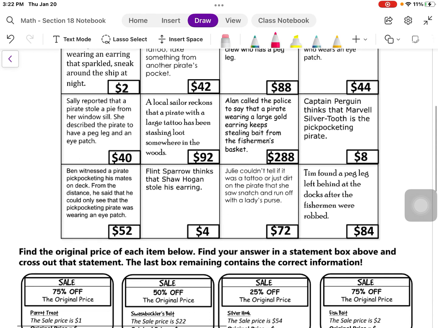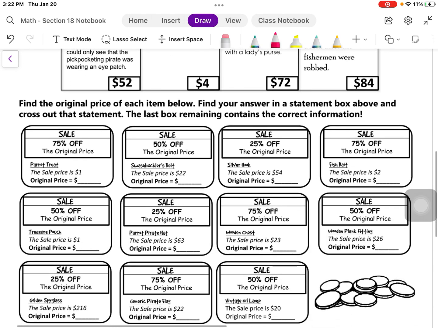Okay, let's try it. Sale prices again. It says find the original price of the item below. Find your answer in the statement box and cross it out. Okay, we know that we have 75% off. This is like that off one, like in clue 3. So what we have to remember, if there's 75% off, that means there's 25% on. Okay, well, 25% is like 25 over 100. I could simplify that down to 1/4. So 1/4 is the fraction I want to use.